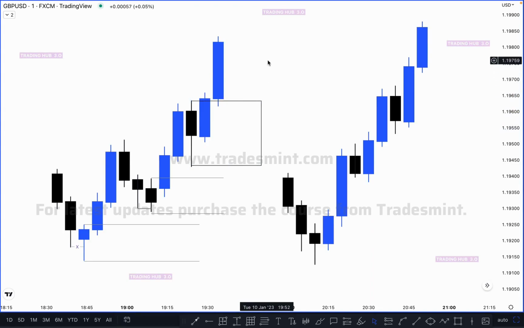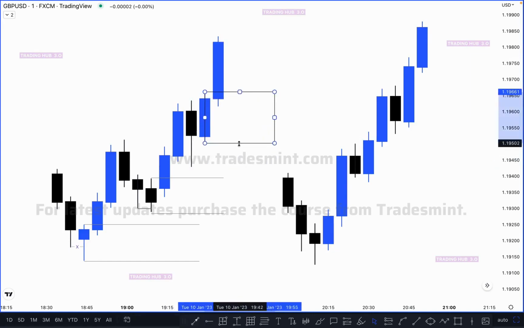So where is our next order block? You can simply switch to the next candle, something like this, and now this is our new order block here. Why? Because here we can see there is no imbalance.